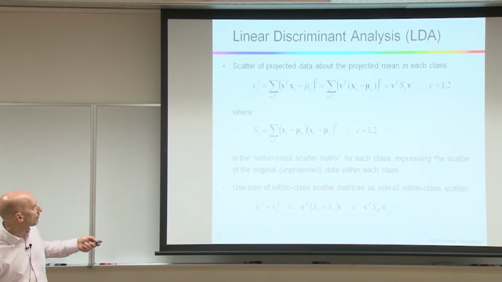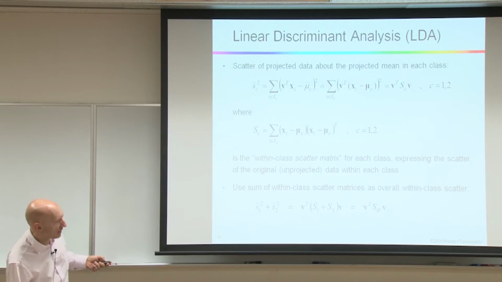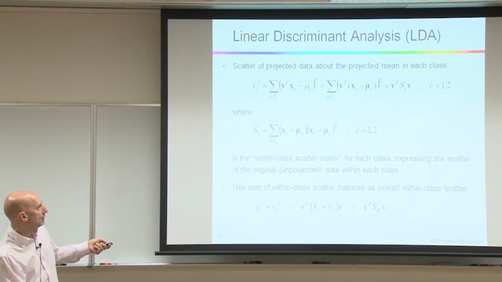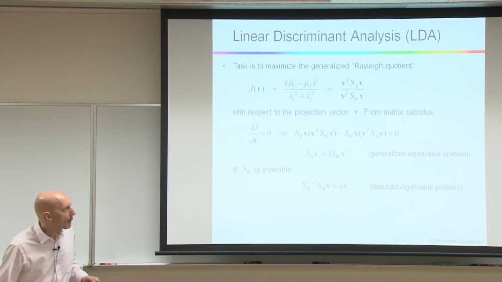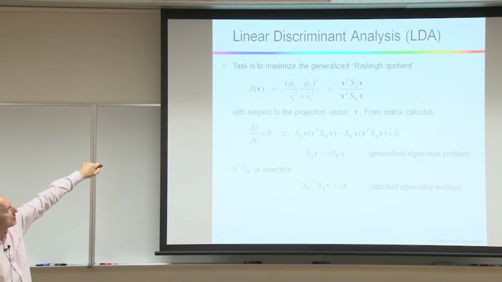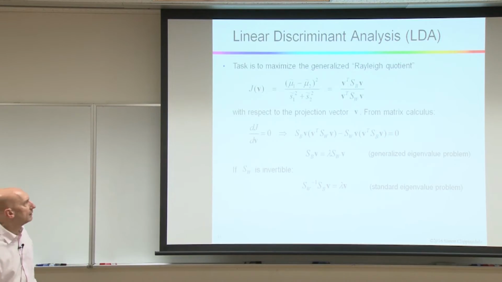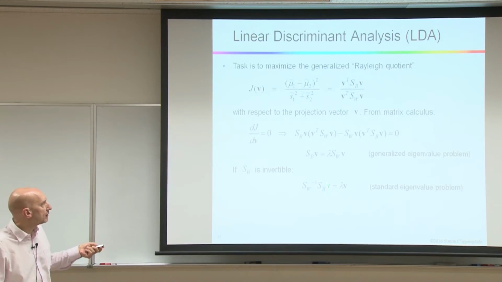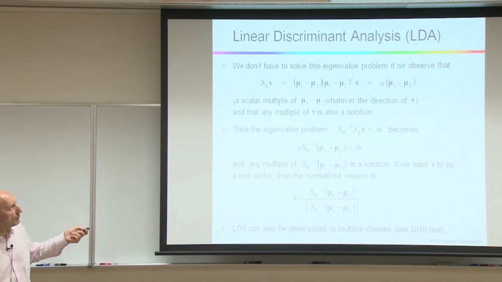So you calculate these two matrices or sets of matrices from your data, and then people tend to use just a sum of the within class scatter matrices from all the classes, and then the task is to maximize this thing up here with respect to V. And you can do that with some matrix calculus. You end up with an eigenvalue problem which can be simplified, and actually that can be simplified further. You don't actually have to solve the eigenvalue problem.